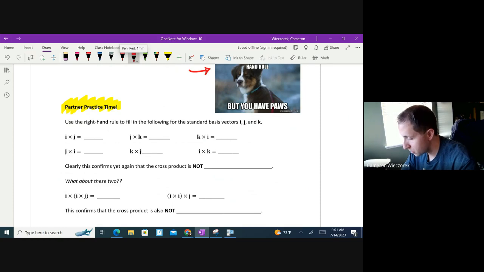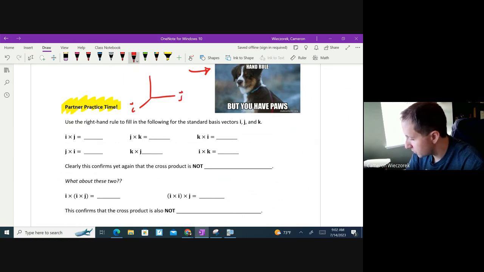Okay, so hopefully you had a chance to try these out. If I do i cross j, well, think about your three-dimensional axes here. The x-axis points in the direction of i, the y-axis points in the direction of positive j, and the z-axis points in the direction of positive k. So I'm going to put my pointer finger, my middle finger, my ring finger, and my pinky in the direction of i. I'm going to curl until my fingers are almost pointing directly to the right, and your thumb should be pointing directly up. So i cross j would be k.